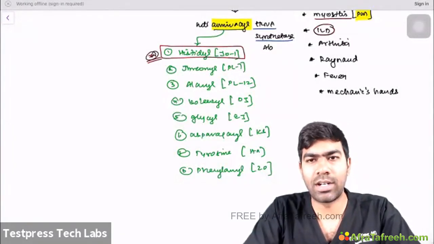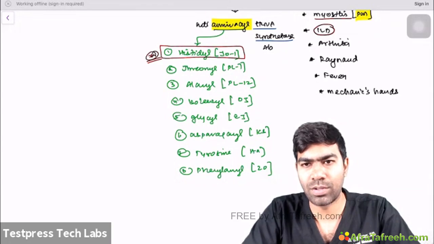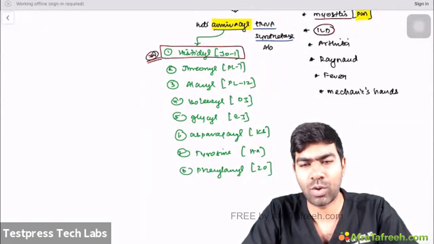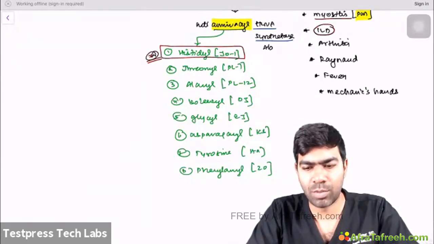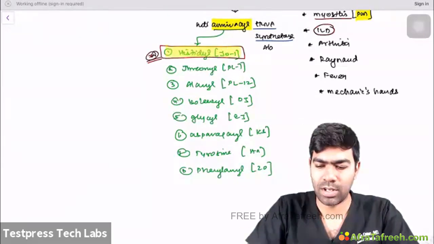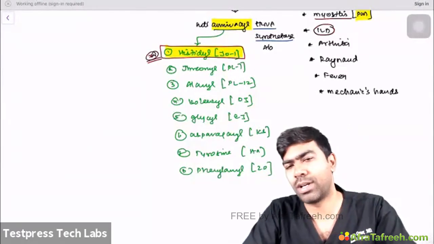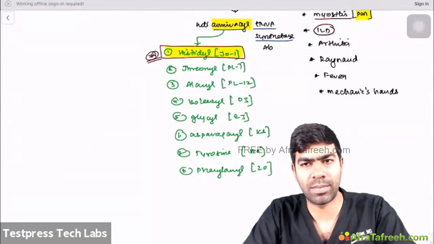You know what histidyl tRNA synthetase antibody is going to produce? They are going to produce that kind of cytoplasmic staining. That is a kind of speckled pattern which we saw already. That's why I told you there itself. I think you remember that anti-Jo1 antibody there. So histidyl is the most important, of course, of all. The remaining are very, very low yielding. Apart from anti-Jo1, the remaining are very low yielding.